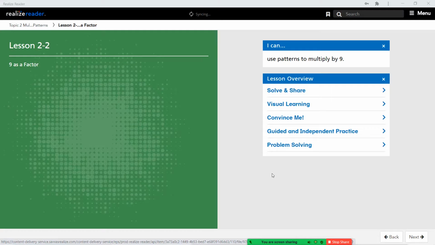So last time we worked on using the numbers 2 and 5 as factors. Today we're going to be working on using the number 9 as a factor. So let's go ahead and watch our video, and then we're going to go over and review some of the strategies to help you figure out how to remember your 9 times tables.